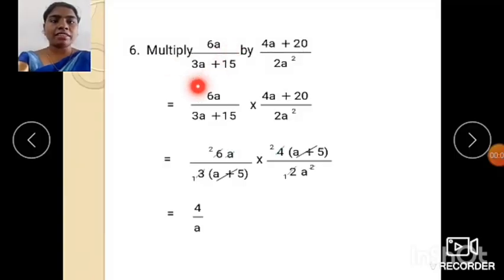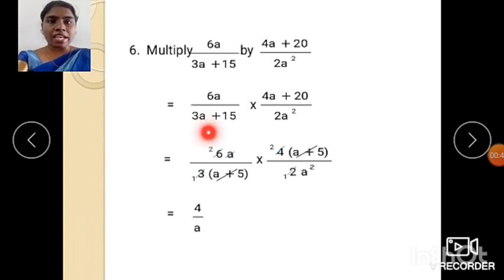Multiply 6a by 3a plus 15 by 4a plus 20 by 2a square. So first we'll multiply 6a by 3a plus 15 into 4a plus 20 by 2a square. Now see here, in the numerator we have 4a plus 20. In this term 4 is common, so we'll take 4 as common outside. After removing 4, the remaining value will be a plus 5. When I remove 4 from here, the value will be a, and here I'll get 5. So 4 into a plus 5.